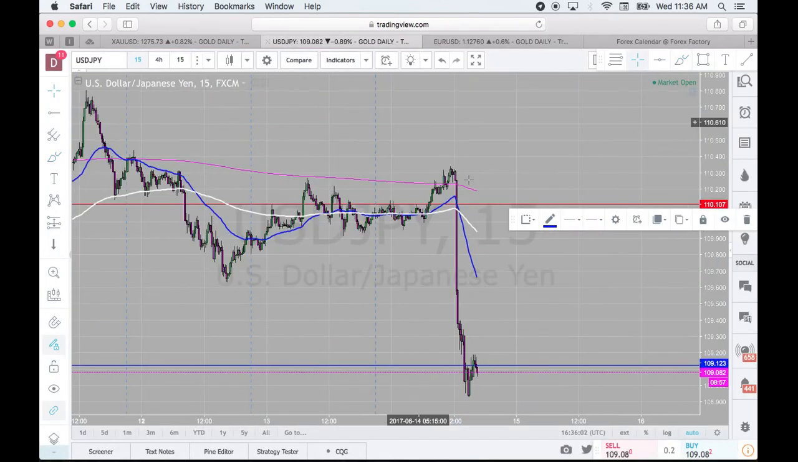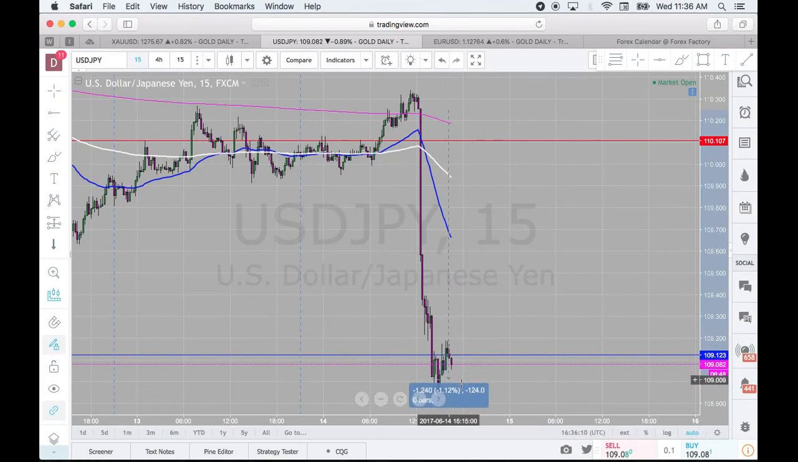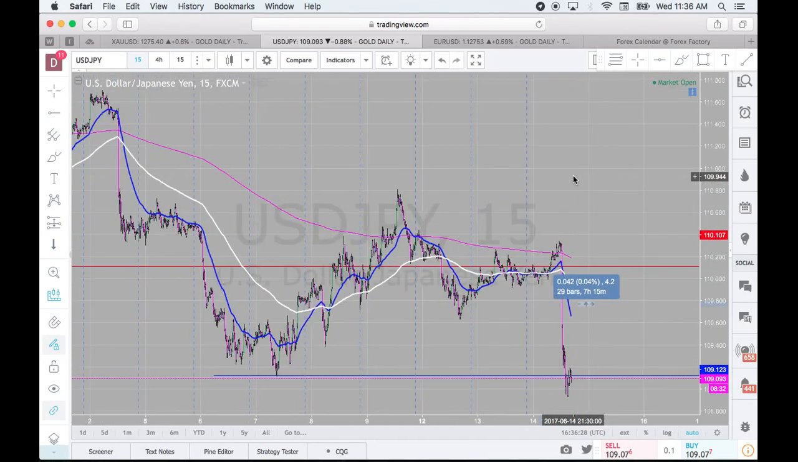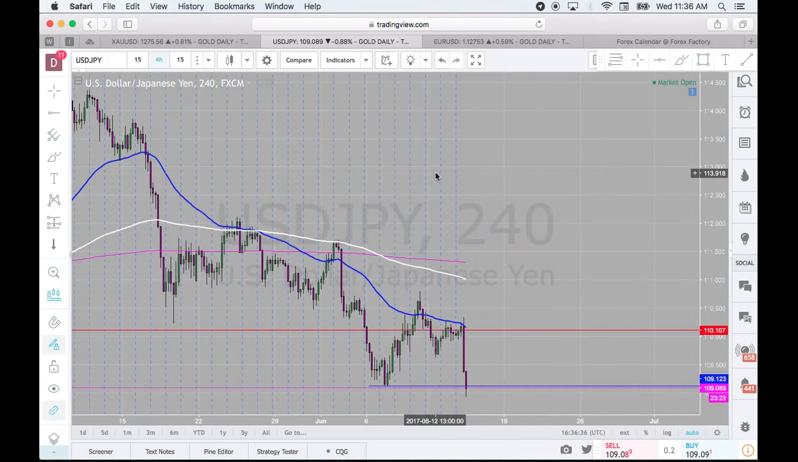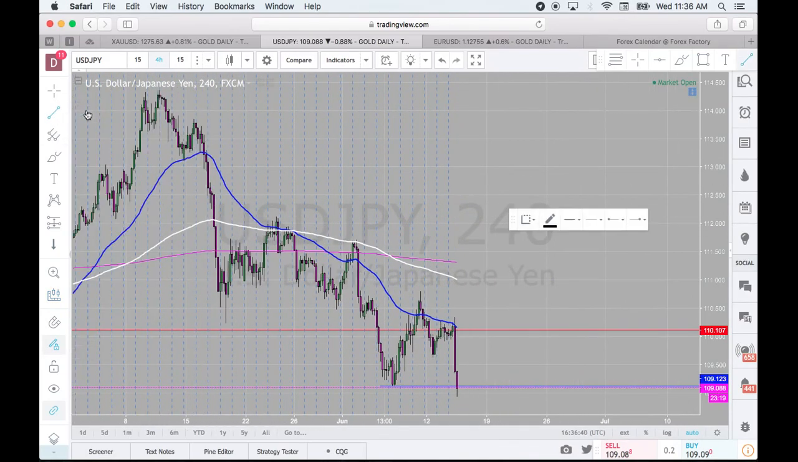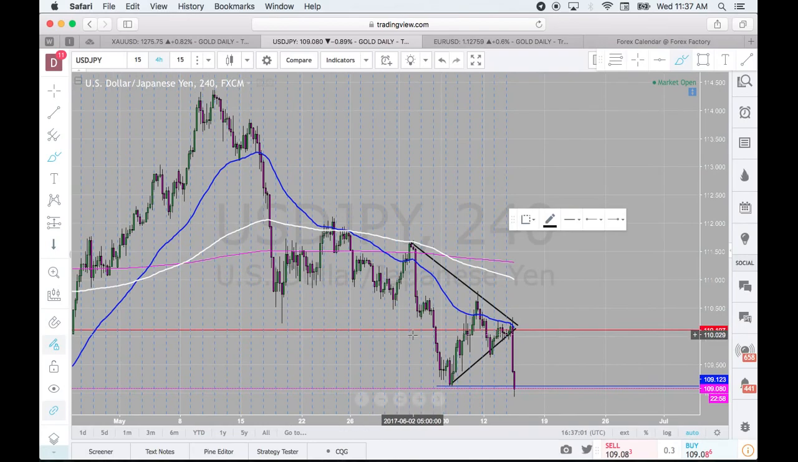So, here's a massive move. It was a 130 pip move to the downside, or 68 pips in one candle. So, on our 4-hour chart, we can see the wedge forming right here. That wedge forming, and the bottom of the wedge created the low.